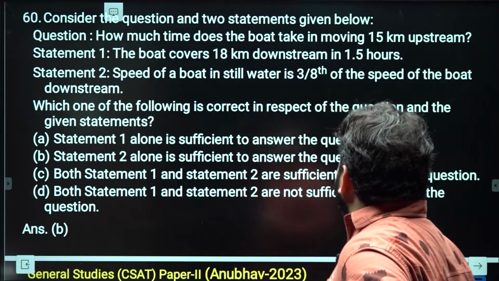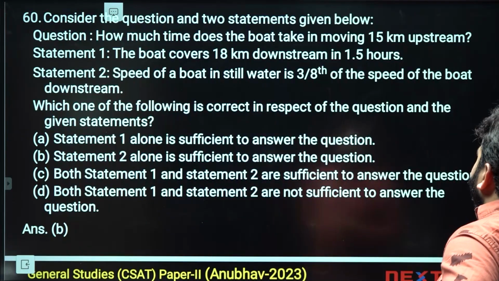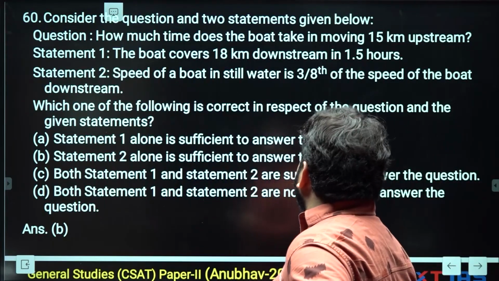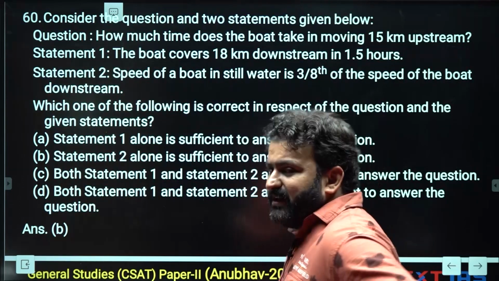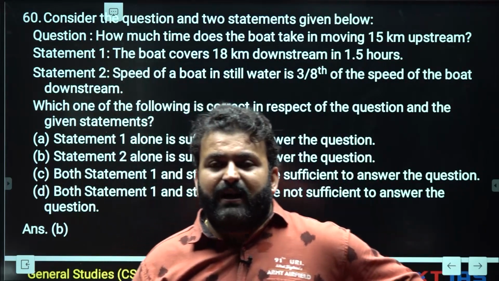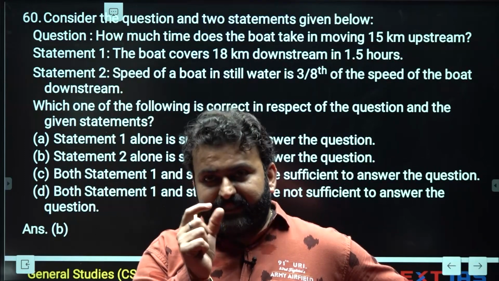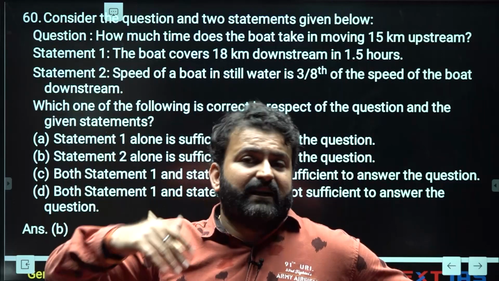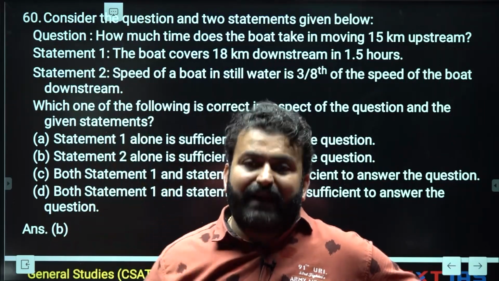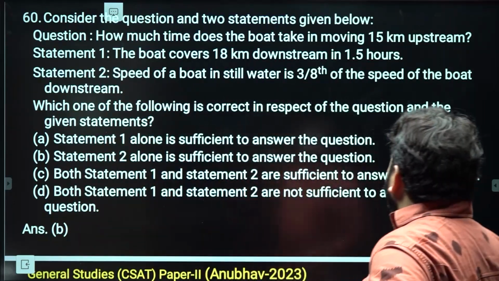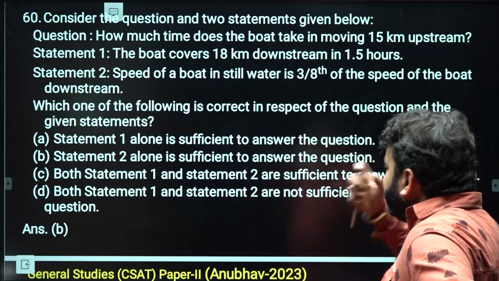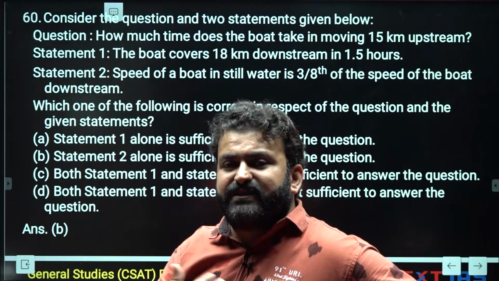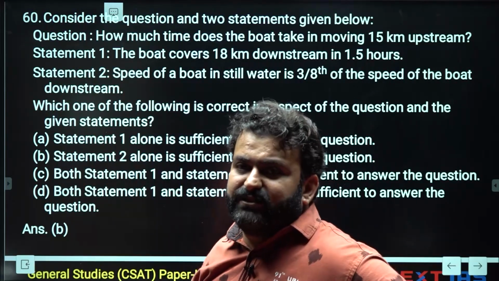You have to check whether you're getting the value or not. So here, the question: how much time does the boat take to go 15 km upstream? The first statement is the boat covers 18 km downstream in 1.5 hours. In data sufficiency, first you check whether each statement alone is sufficient or not. If alone it is sufficient, you leave it. If alone they are not sufficient, then you combine them. The first one gives only 18 km downstream in 1.5 hours. No relation between speed of boat, speed of stream, anything else is given. This data alone is not sufficient.